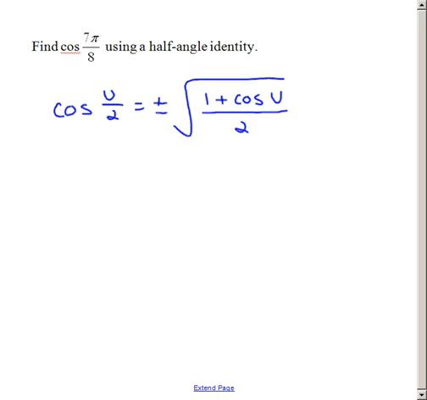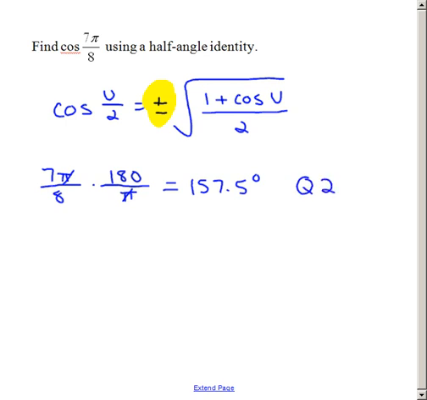The first thing you need to figure out when you're doing something like this is whether you're plus or minus to start with. The way you figure that out is you go to the original angle and figure out what quadrant it's in. One of the easy ways is to convert it to degrees by multiplying by 180 over pi. You get 157.5 degrees. That is clearly between 90 and 180, so it is in quadrant 2.